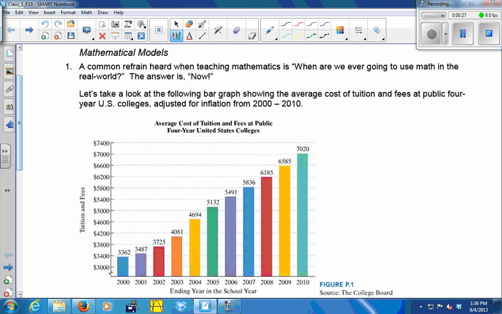All right, so mathematical models. A common thing we hear when we're teaching math is, when are we ever going to need to use this? Right? I hear this all the time. And the answer is right now.